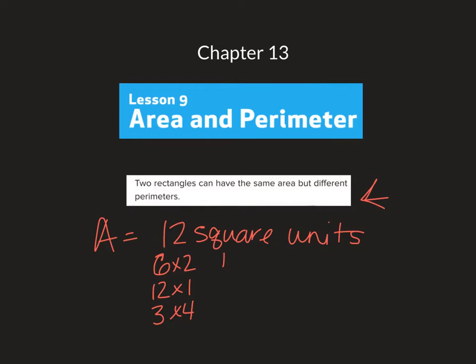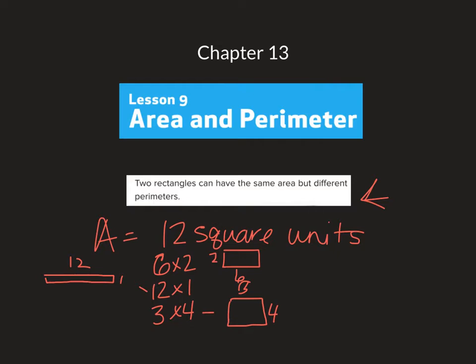So if I was going to draw this rectangle here, I'd have a width of 2 and a length of 6. This rectangle here would be a really skinny baby rectangle because its width is 1 and 12 is its length. And then this one here would be more square-ish, but not a square, kind of more stout. That would have a width of 3 and a length of 4.